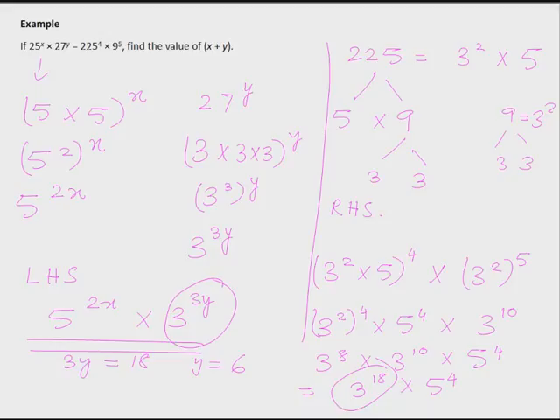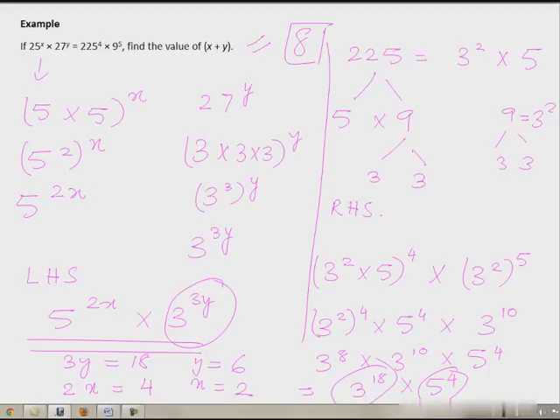The prime 5 likewise should occur the same number of times in both factorizations. On the left hand side it occurs 2x times, on the right hand side it occurs 4 times, so x is equal to 2. And so we have x is 2 and y is 6, and we can answer the question: x plus y is 8. So this was a very nice example of unique factorization of primes. First, factor everything into primes, write them as prime powers and compare.